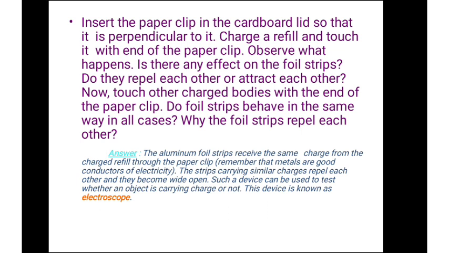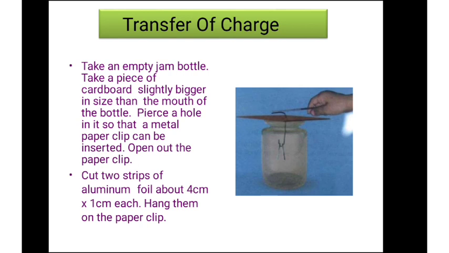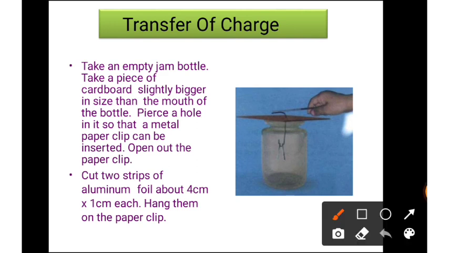Now insert the paper clip in the cardboard lid so that it is perpendicular to it. Charge a refill and touch it with the end of the paper clip. Observe what happens. Is there any effect on the foil strips? Do they repel each other or attract each other? In this case, you can see that we touch the refill with the wire, right? So both the aluminium foil strips repel each other.